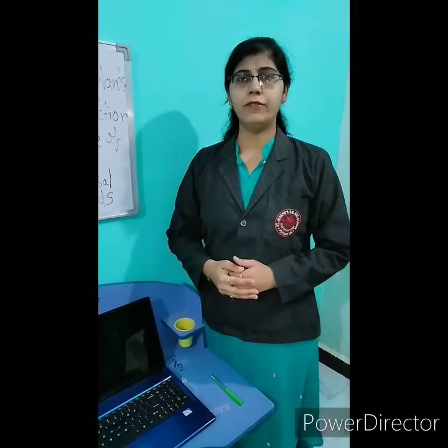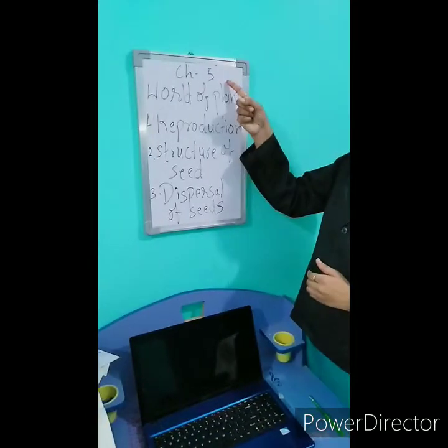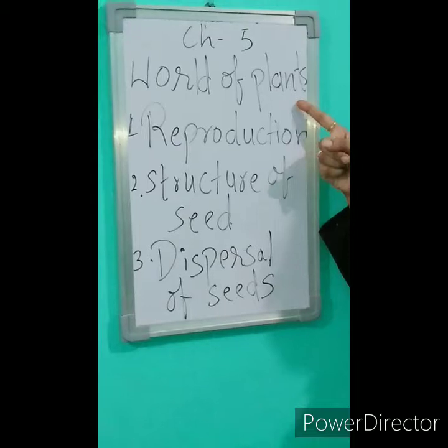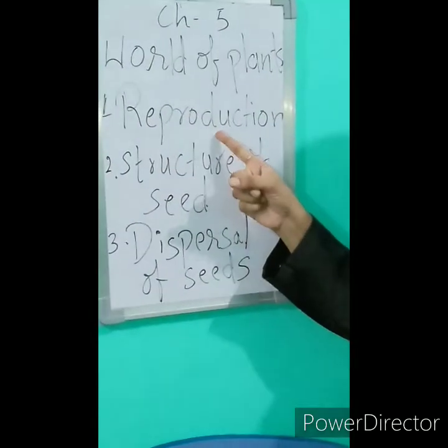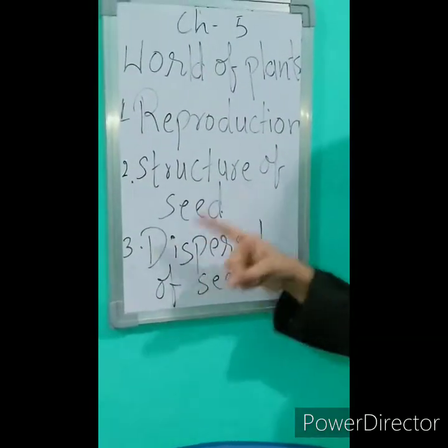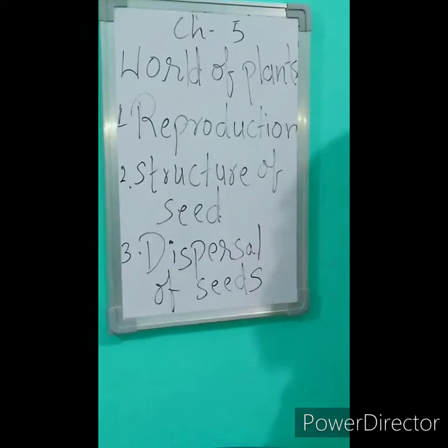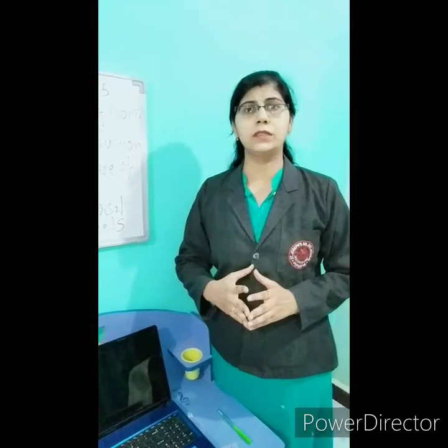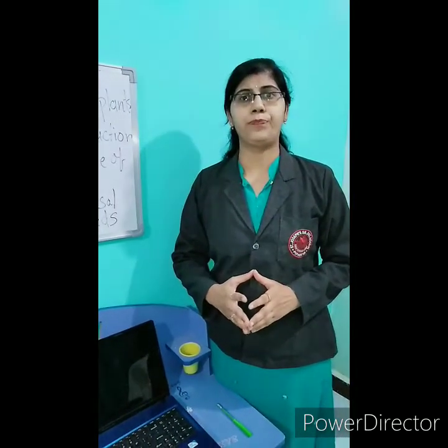Good morning everyone. Today we are going to discuss chapter 5, World of Plants. In this chapter we will discuss some topics: first, reproduction; second, structure of seed; third, dispersal of seeds. Before we start our topic, I want to say something about plants.